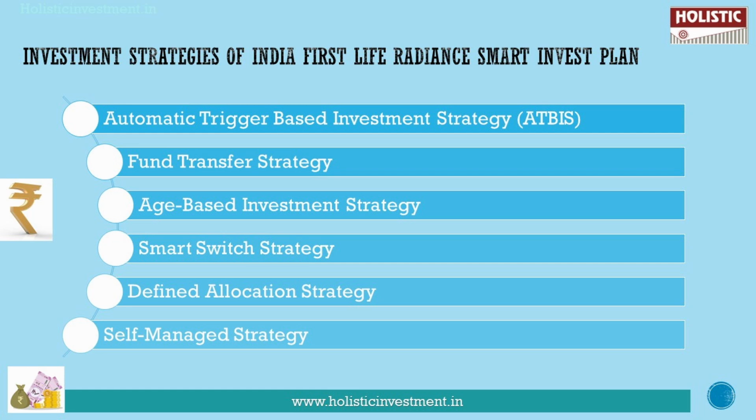Next, we have the defined allocation strategy. Here you can choose any 4 fund options from the 10 fund options available, and you should specify the allocation for each of these selected funds. The policy will rebalance the funds on a half yearly basis to ensure that your funds remain in the same allocation as specified by you at the beginning of the policy term.